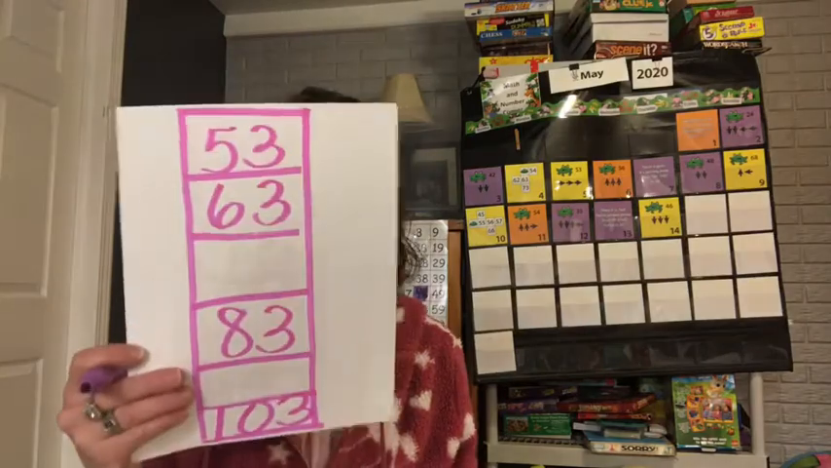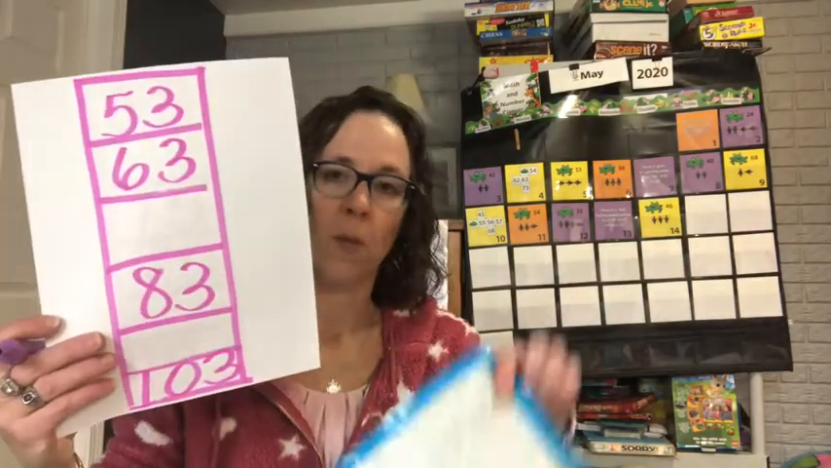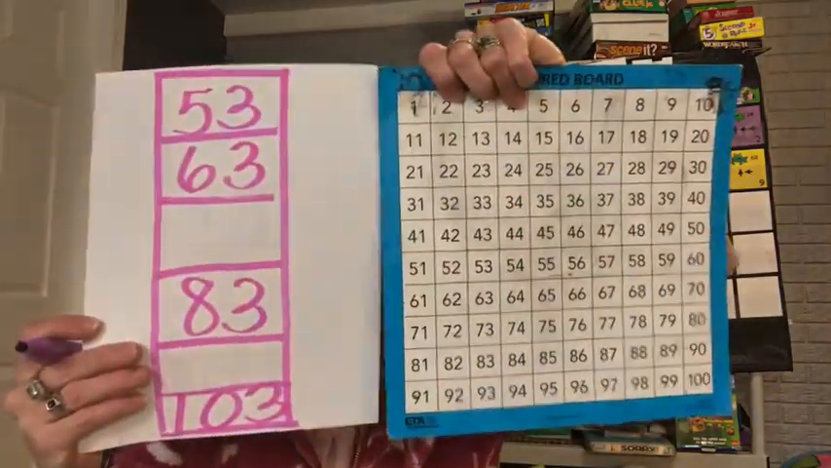Okay, and we are in what kind of numbers here? Our numbers all end in 2. So what kind of numbers? You're right, even numbers. Okay, here's my next puzzle. My next puzzle starts at 53.